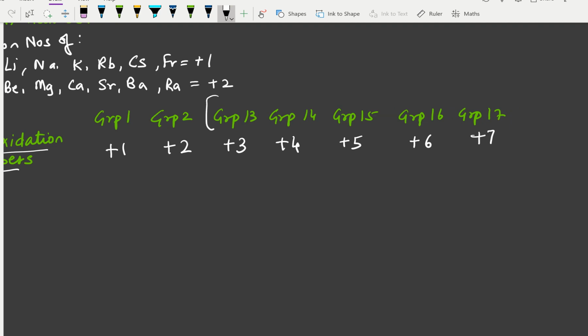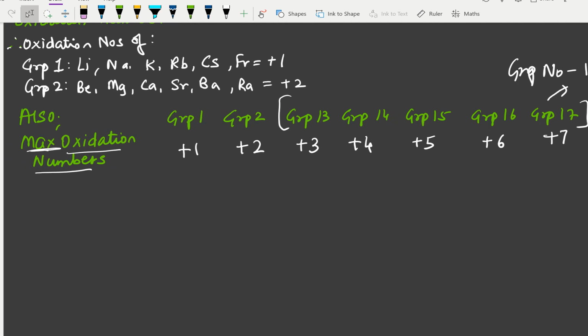Now from here onwards, it's very simple. You just take the group number, and from the group number you minus 10 and you get the oxidation numbers. So group 13 is 13 minus 10, which is 3. Group 14 is 14 minus 10, which is 4. Similarly, group 15 is 5, group 16 is 6, and group 17 is 7.